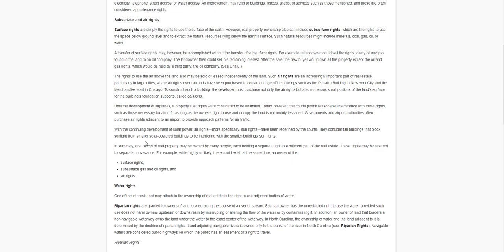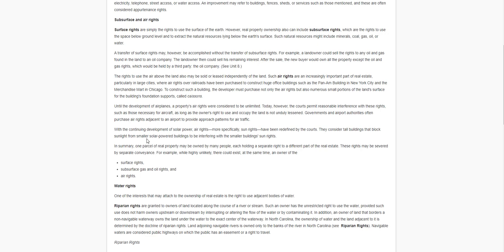Okay. Until the development of airplanes, air rights were considered to be unlimited. Today, however, the courts permit reasonable interference with these rights, such as those necessary for aircraft, as long as the owner's right to use and occupy is not unduly lessened. Government and airport authorities often purchase air rights adjacent to an airport to provide approach patterns for air traffic.